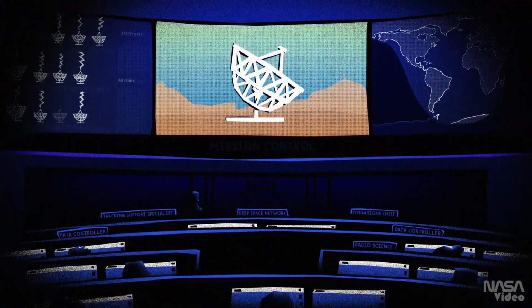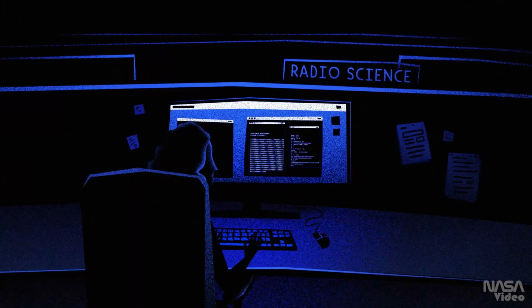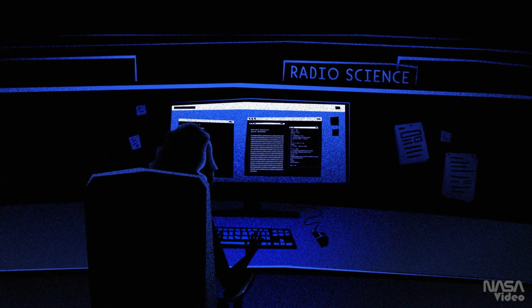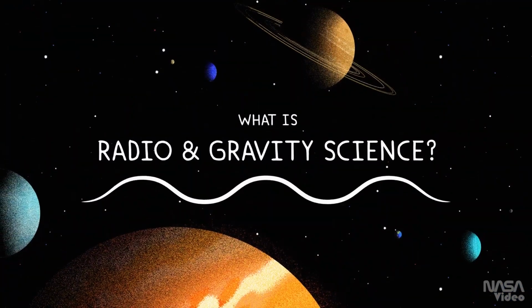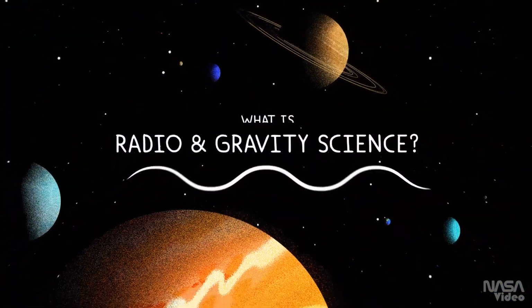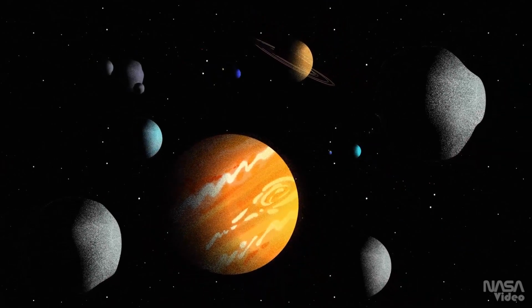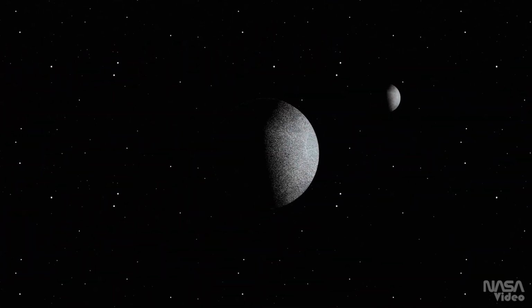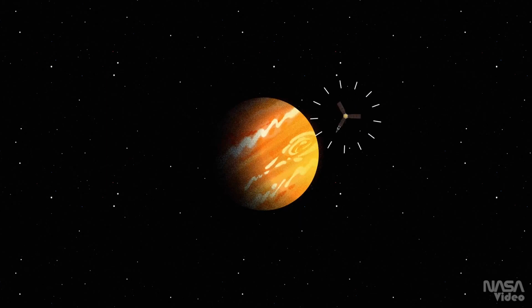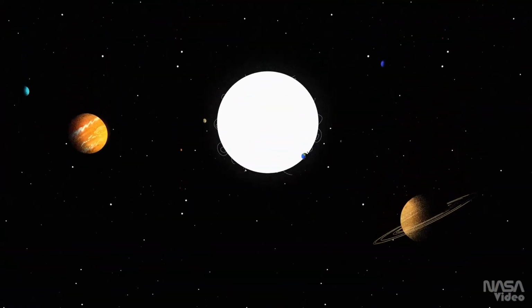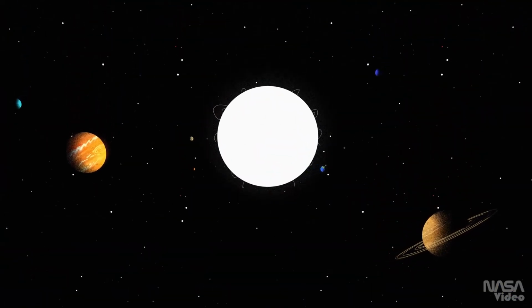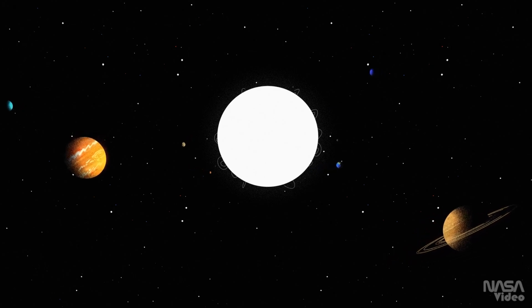In fact, scientists use the DSN to perform radio and gravity science experiments. But what is radio and gravity science, and how can it help us learn more about the planets, moons, and other small bodies in our solar system? We're all familiar with gravity. It's the force by which an object attracts other objects, such as a planet pulling a spacecraft toward it. Gravity is also the force that keeps all of the planets in orbit around the Sun.